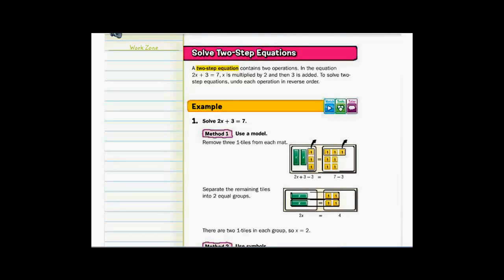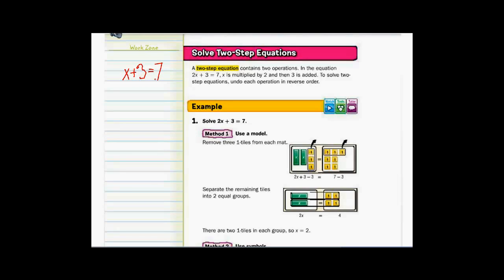Okay, lesson 2 of chapter 2 is about solving two-step equations. So if you solve two-step equations, that basically says you have two things to do. If you think about even the most basic of equations, the little bitty tiny baby ones, you may have something that looks like this.